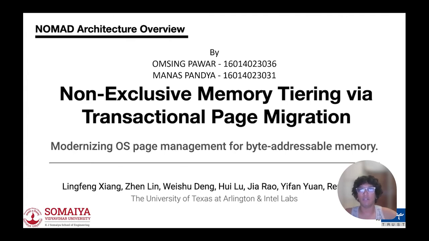Non-Exclusive Memory Tiering via Transactional Page Migration. This paper came out of OSDI 2024, authored by researchers at UT Arlington and Intel Labs. At its core, Nomad is a rethink of how operating systems should manage memory in the age of CXL and persistent memory. And I think by the end of this presentation, you'll see why that rethink was long overdue.